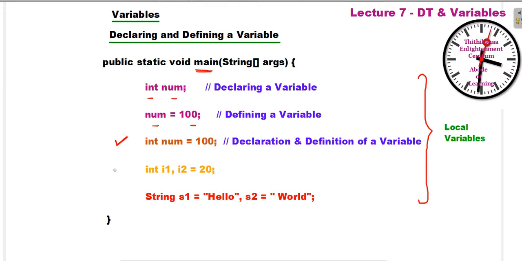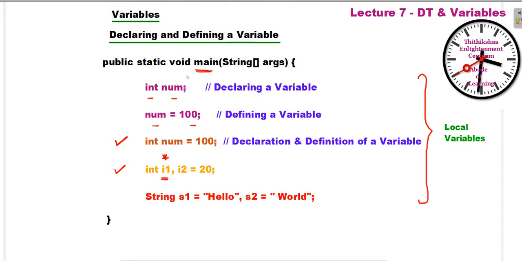And if we give int i1 comma i2 equal to 20, and you use i1 in the program, it will ask you to initialize the variable, because here the value is not given for i1. And you can give like this also: String s1 is equal to, within double quotes. If it is a character, give it with a single quote, and if it is a string you can give it with a double quote. Okay, s1 is equal to hello, comma, s2 equal to world.